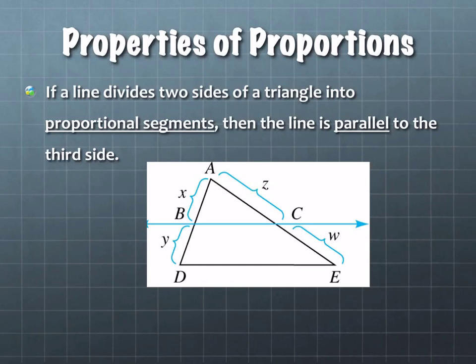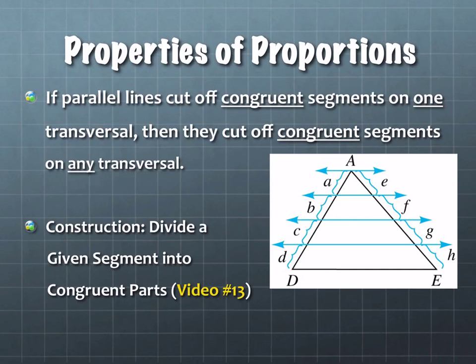And the last proportionality statement is even more specific. It actually talks about congruence. If parallel lines cut off congruent segments on one transversal, then they cut off congruent segments on any transversal. So in other words, if these parallel lines are all spaced equally apart, and you cut through with this transversal AD and end up with all these congruent segments, then all the segments on any line cutting through those parallel lines will be congruent.